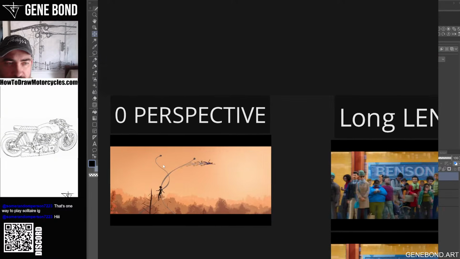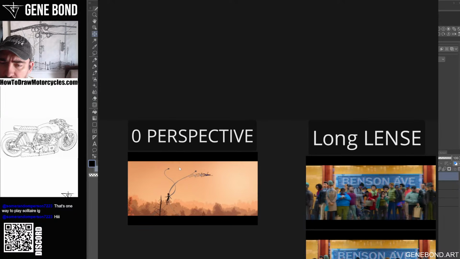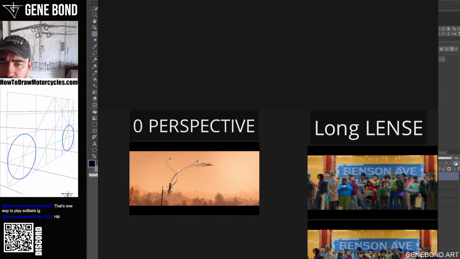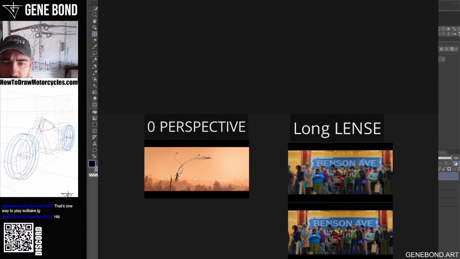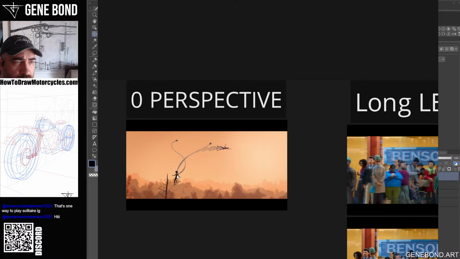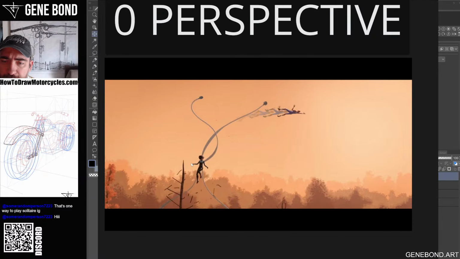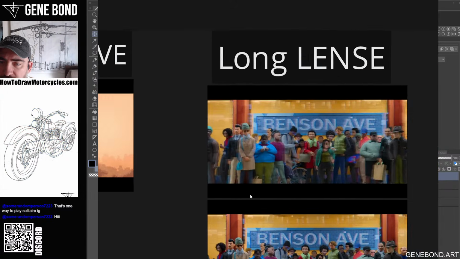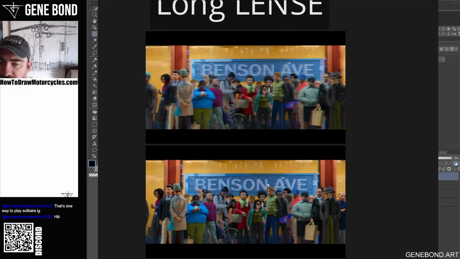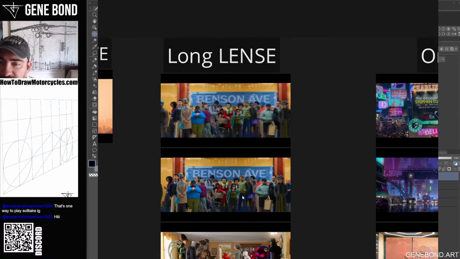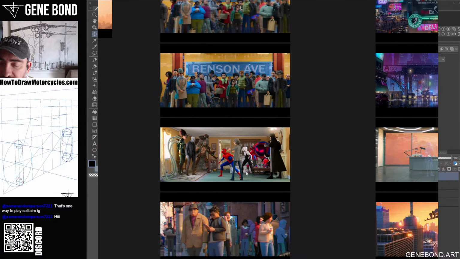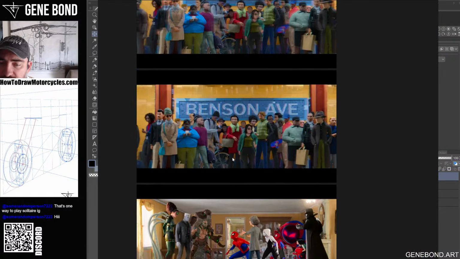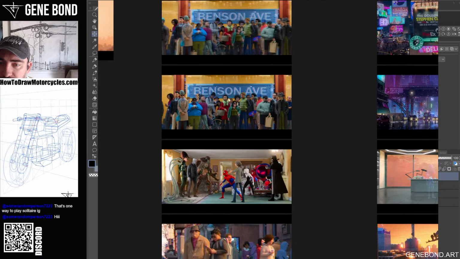Now maybe I can give you a brief introduction. Let's say the first type, zero perspective. You see, it's just nothing in perspective here. It's just space and characters. Long lens. So it's kind of like one point, but without distortions. Let's say almost two-dimensional.